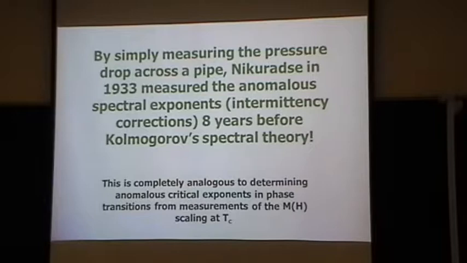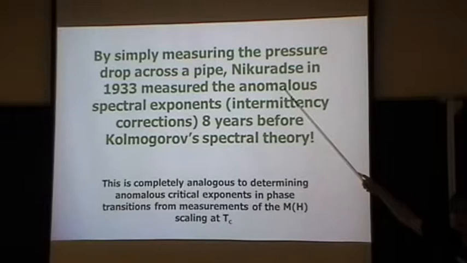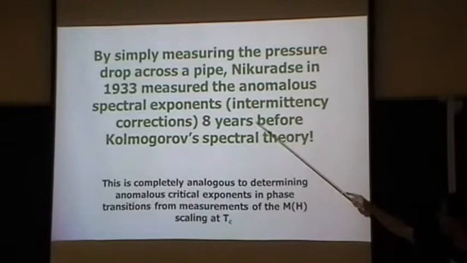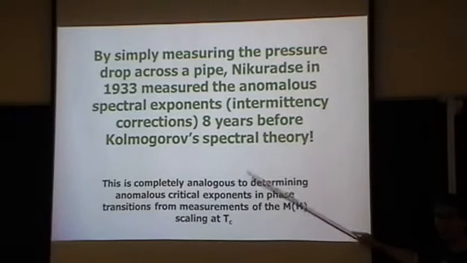On the other hand, you can do something more simple. You just take a pipe, measure the pressure drop across it, and here's Nikuradse who does that experiment in 1933, 8 years before Kolmogorov even had the idea of the Kolmogorov spectrum. And he had already, by a macroscopic measurement, not a microscopic, not a spectral, a macroscopic measurement, already determined the anomalous dimensions of turbulence, at least to second order. That's really quite a lot.